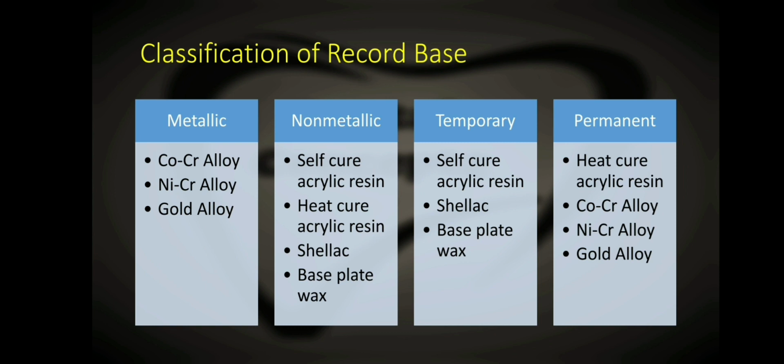So example of temporary record base materials are self-cure denture base resin, shellac and base plate wax, and permanent denture bases include heat cure acrylic resin denture bases, cobalt chromium alloys, nickel chromium alloys and gold alloys used for denture bases.